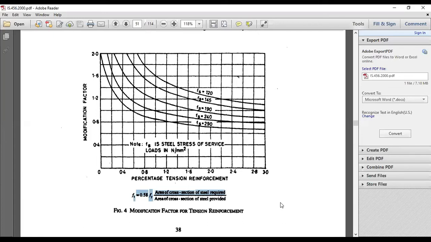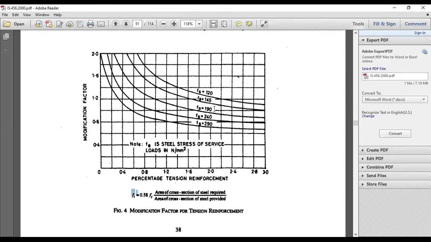Yield strength of steel. The yield strength of steel is already given to you in the problem. They say Fe415, so 415 is nothing but Fy. If you multiply 0.58 by 415, you will get the value of Fs. And from that you need to select the line.